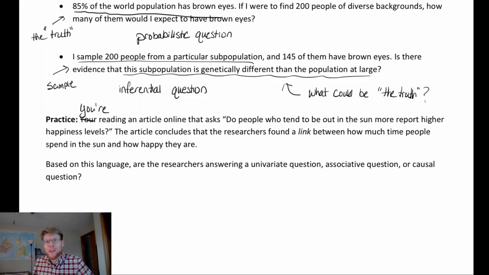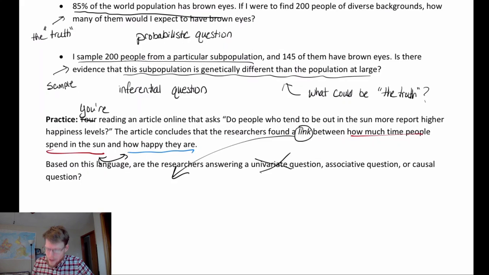This one's a little bit tricky. So there's one that we can narrow or eliminate right away. It's not a univariate question because we're looking at the relationship between two different variables. The first one is how much time people spend in the sun. The second one is how happy they are, right? So we're basically asking, do these two variables have some kind of relationship? Now, is it associative or causal? And that really depends on this word right here.